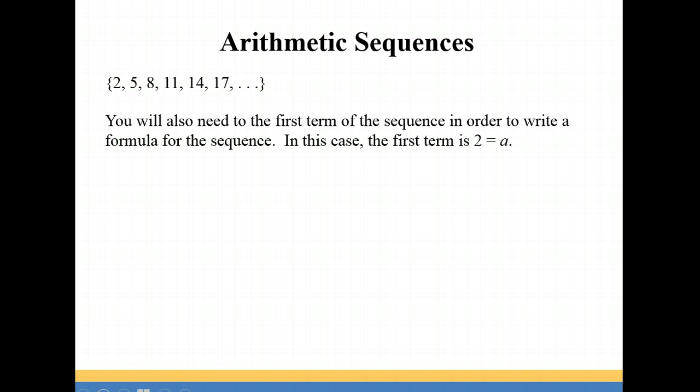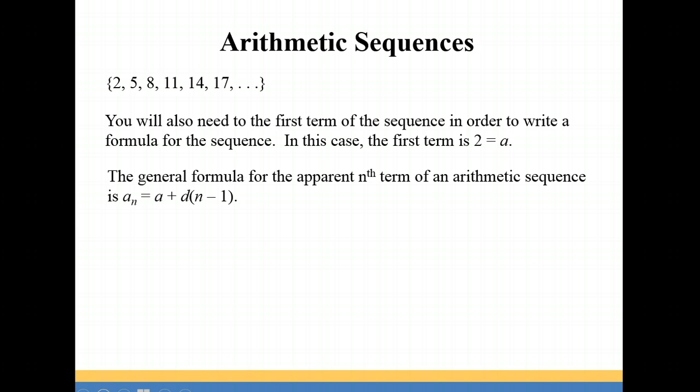Now we also need to know the first term of the sequence in order to write the formula. In this case, it was given as 2. So plugging into our general formula, our a value is 2 and our d value is 3. So we have 2 plus 3 times n minus 1, which I will simplify down to 3n minus 1. And I distributed the 3 and combined like terms.